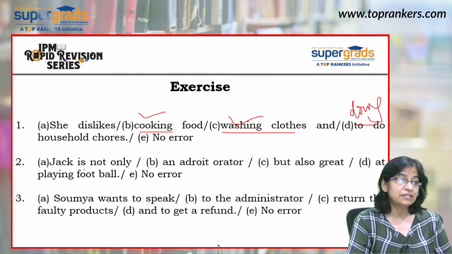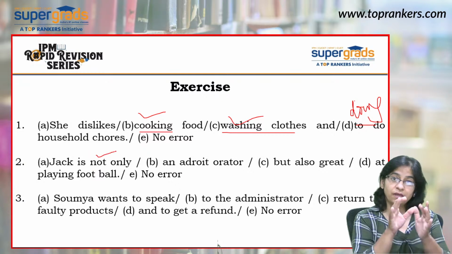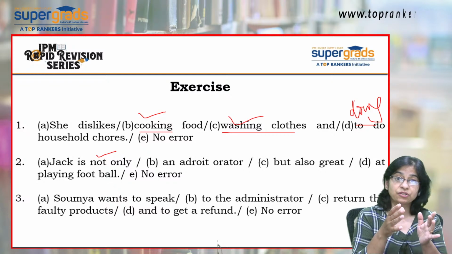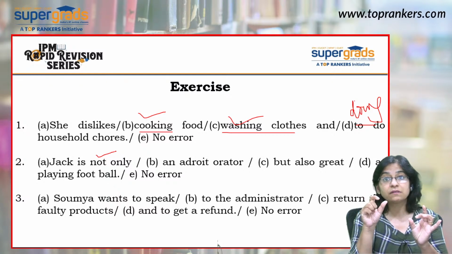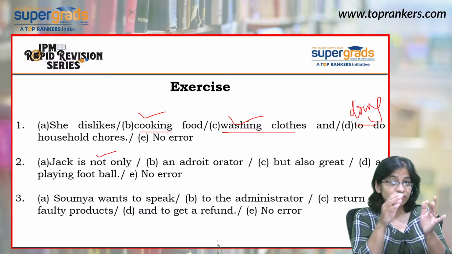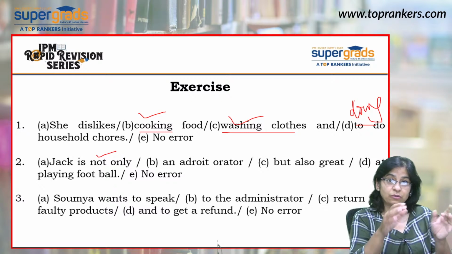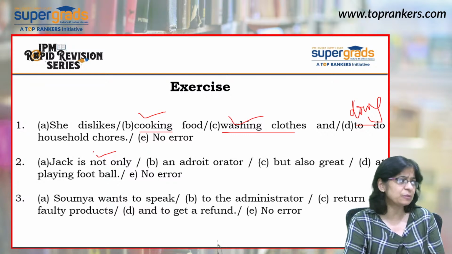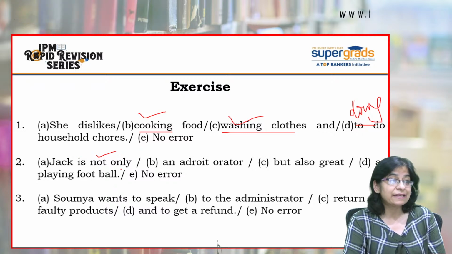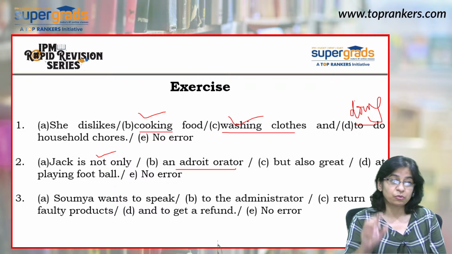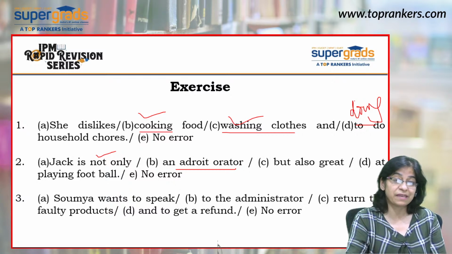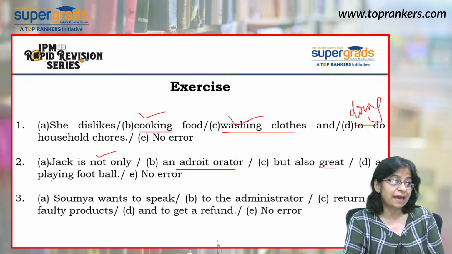The next one. Jack is not only an adroit orator, so. We see the words not only and but also, the correlative conjunctions. They are used to join similar ideas. So we should know the moment we say not only and but also that the parallel structure is about to come. Yes, that's absolutely right. Good going, happiness dreamer. Jack is not only an adroit orator, so he's a very good orator. He's perfect in his public speaking skills, but also great at playing football.